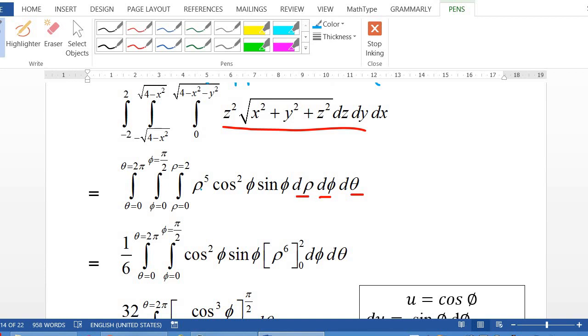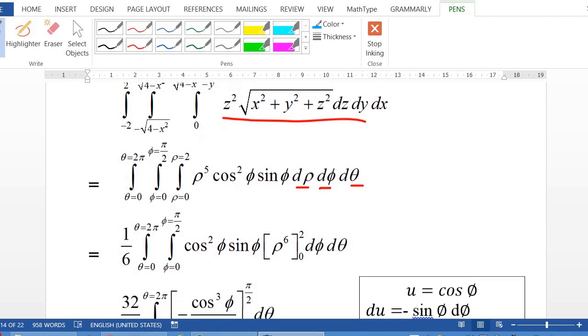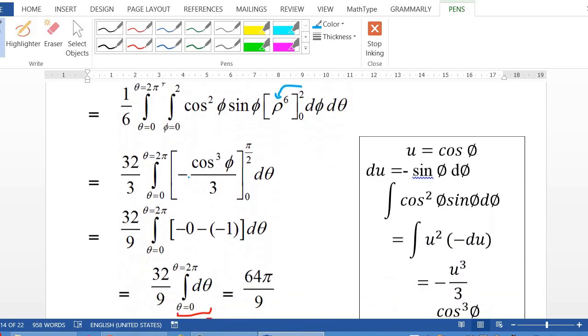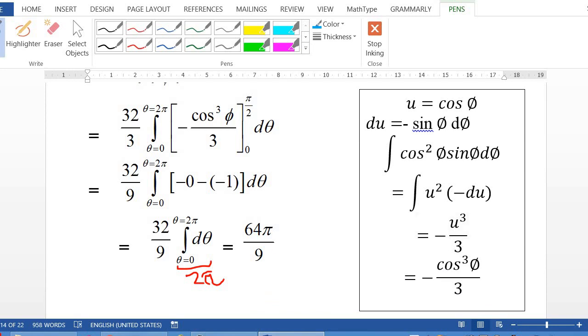So integrate with respect to rho first. Rho power 5 becomes rho power 6 over 6. Factor out 1 over 6. Substitute in rho: 2 power 6 is 64, divided by 6, you get 32 over 3. Integrate cos squared phi sin phi by using the substitution technique. We get negative cos power 3 phi over 3, phi from 0 to pi over 2. Cos pi over 2 is 0, minus cos 0 is 1, so I have negative 1. Negative, negative, positive 1. So you got 32 over 9. Integrate 1 with theta, you have 2 pi. So the total is 64 pi over 9.